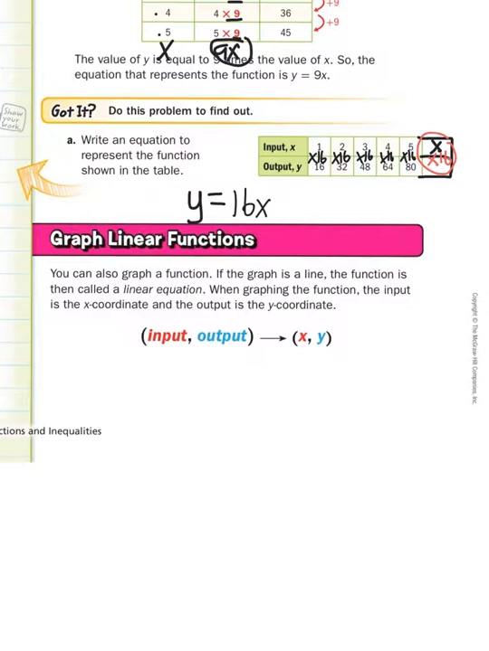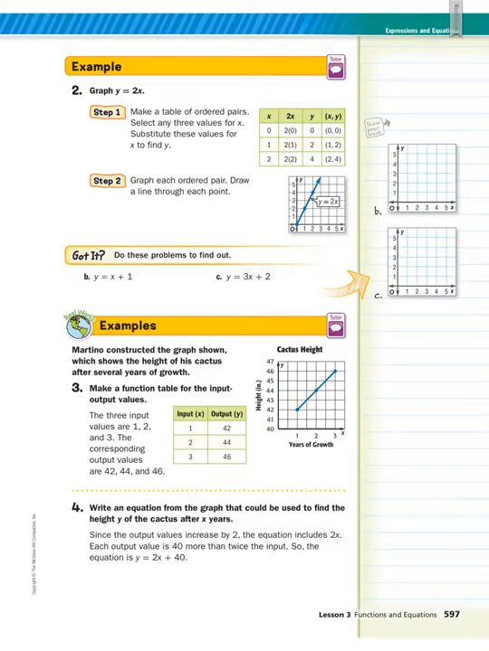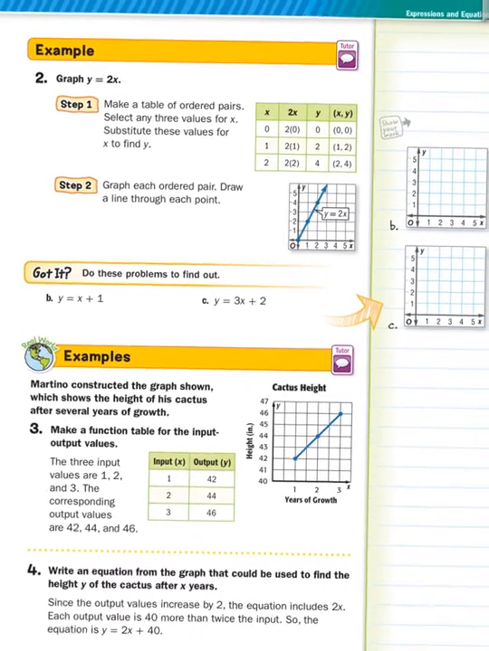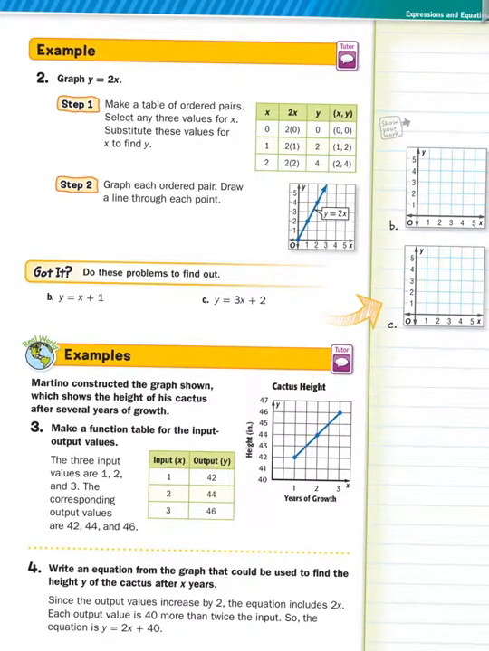When graphing the function, the input is the x and the output is the y. So remember, the input x is your first coordinate, the output y is your second coordinate. So going on to the next page, on this page they are going to give you the function equation instead of you having to find it. Graph y equals 2x.